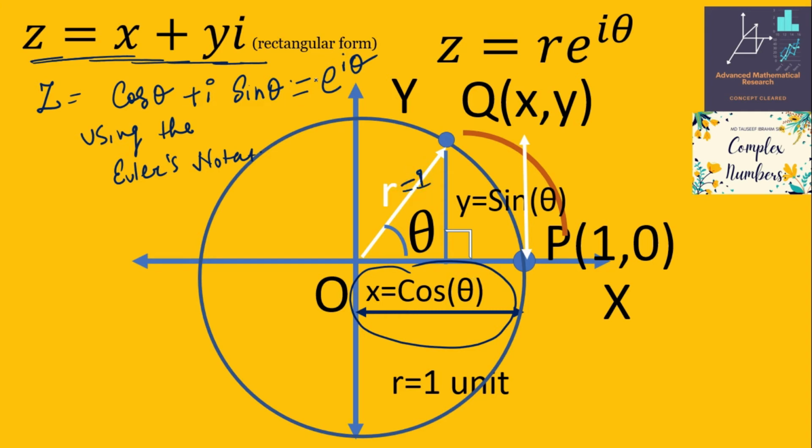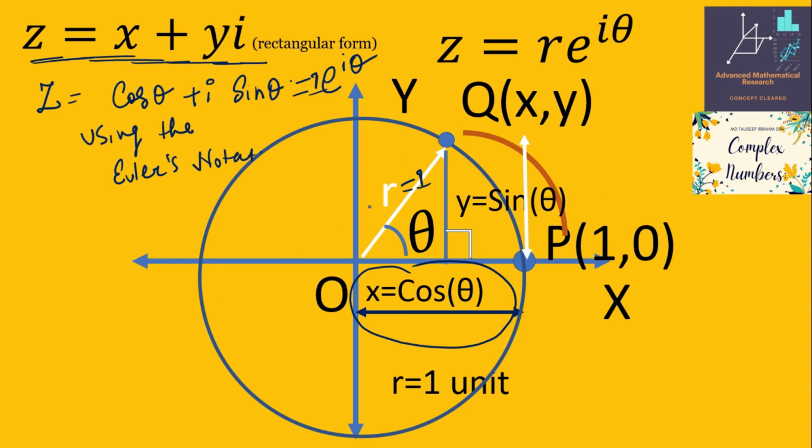Now if here r is equal to 1, if r is 2, then 2 will come here. Here it is r times this. If it is 2, then it becomes 2 times e raised to i theta. If it is 3, then it becomes 3 times e raised to i theta. If it is 4, then it becomes 4 times e raised to i theta. So what is the meaning of that? Now r is equal to 1 here.